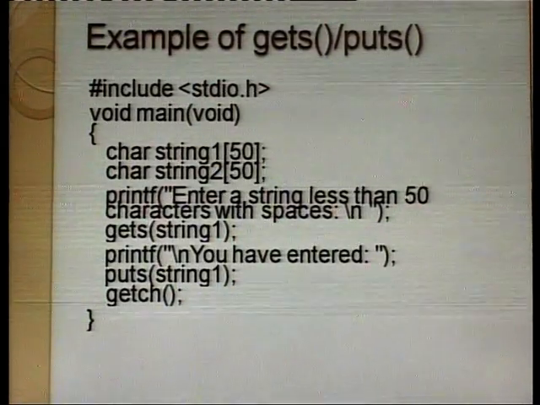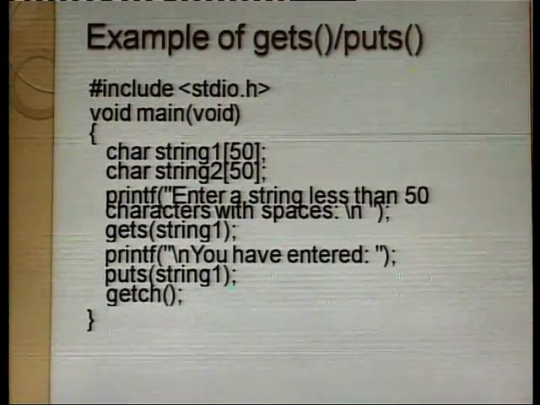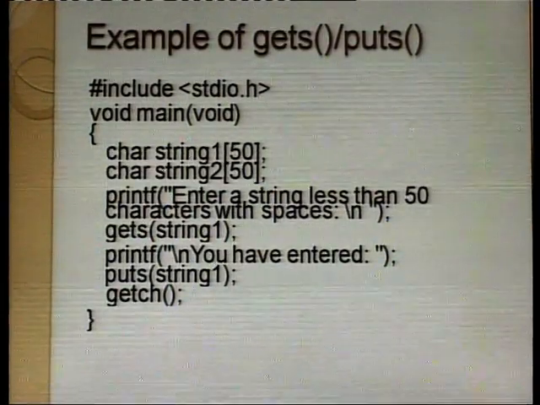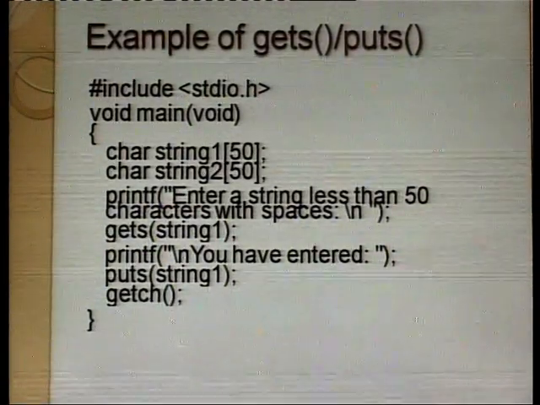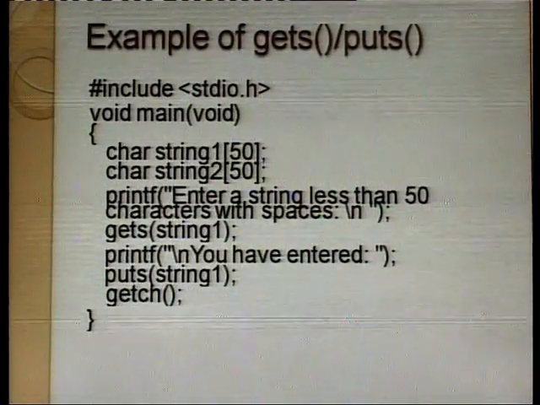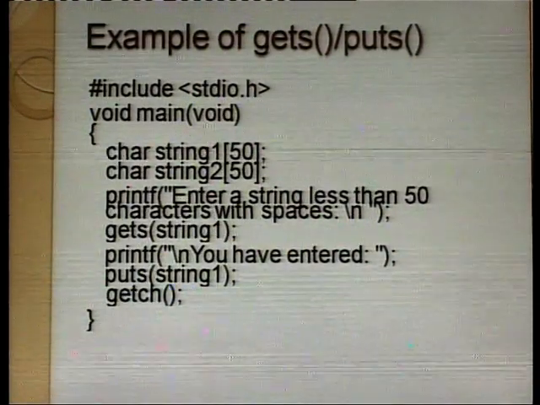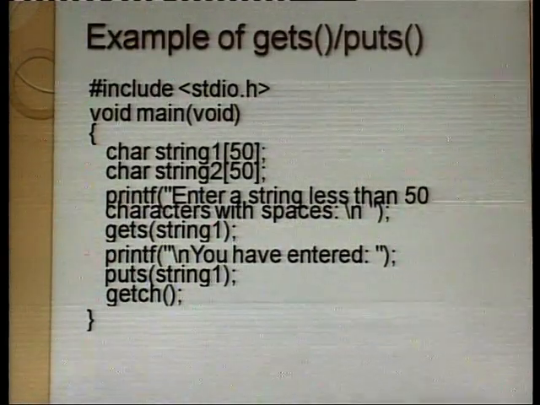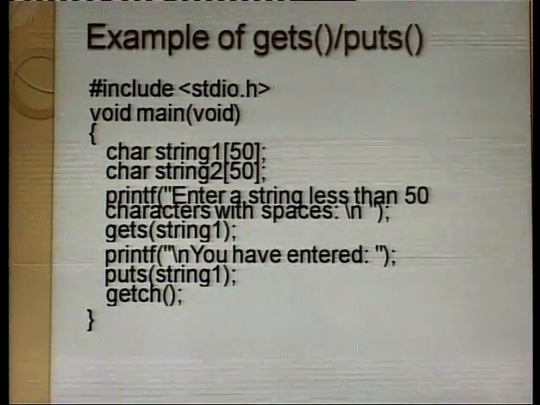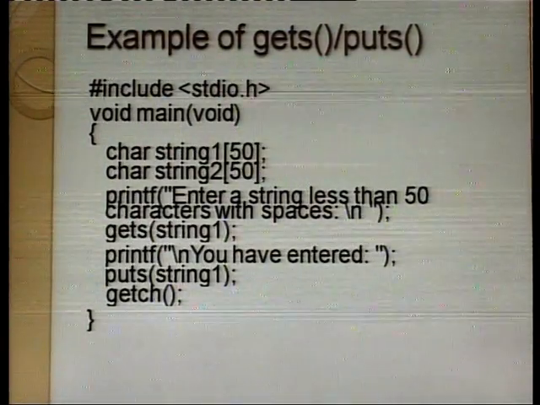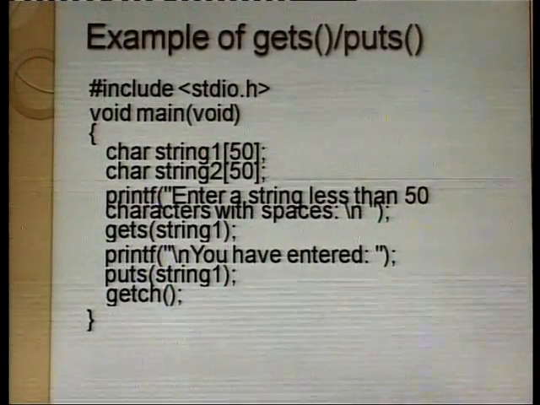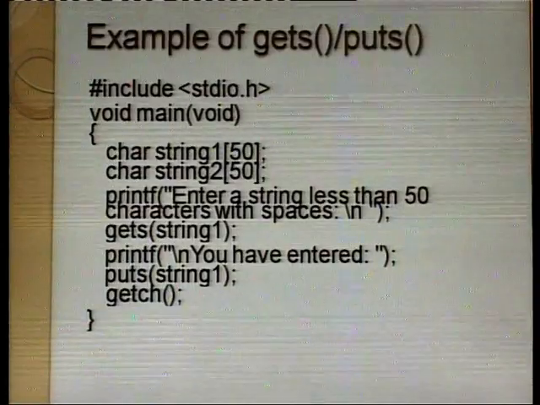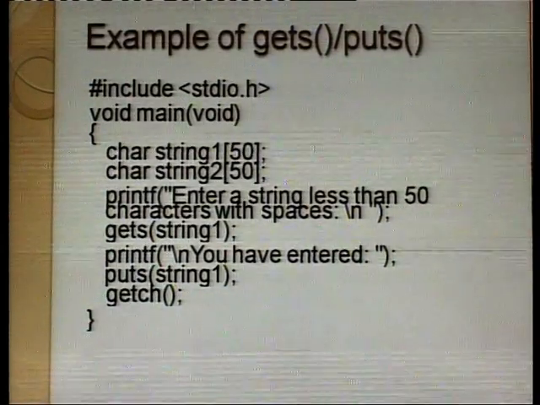In this case, we have declared two string variables, string 1 and string 2, of length 50 each. So when we have to enter a string, we can enter 49 characters, and a white space is again counted as a character. So printf prints enter a string less than 50 characters with white spaces, then we use gets on string 1. Then puts string 1 shows whatever you have entered in string 1, that will display the value of that.